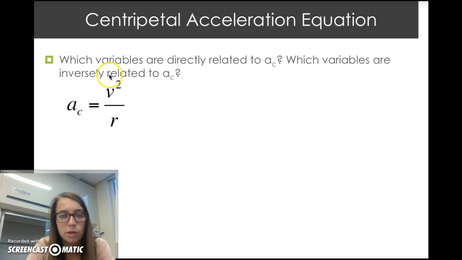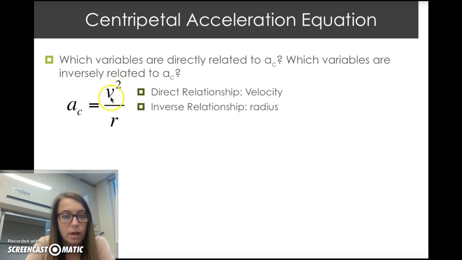So in your packet it says which variables are directly related to AC, which are inversely related to AC. AC is centripetal acceleration. Well, AC is already isolated, so we don't need to rearrange the equation. So it would be directly related to the v squared, the velocity, because that's in the numerator. And it's inversely related to the radius because the radius is in the denominator. So again, we don't have to rearrange.